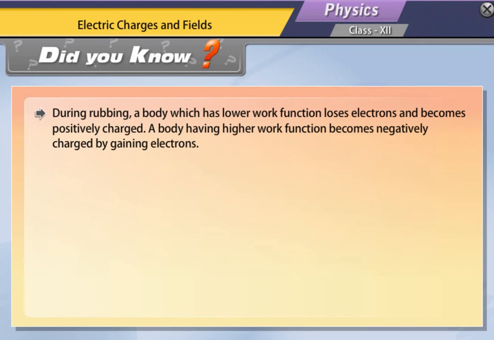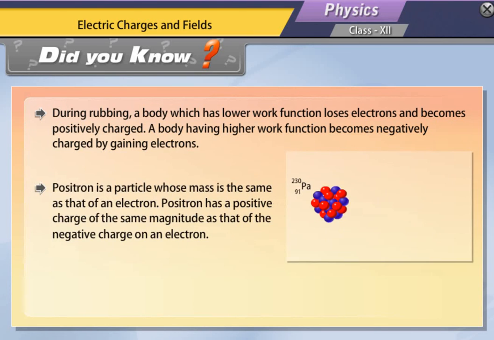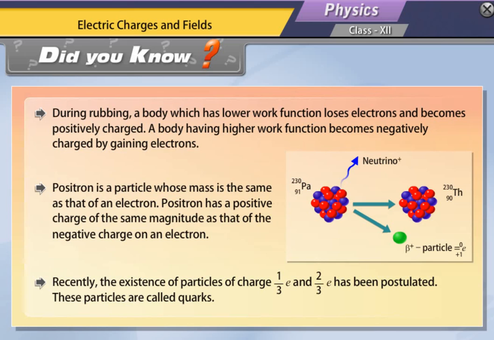Did you know? During rubbing, a body which has a lower work function loses electrons and becomes positively charged. A body having a higher work function becomes negatively charged by gaining electrons. A positron is a particle whose mass is the same as that of an electron. A positron has a positive charge of the same magnitude as the negative charge on an electron. Recently, the existence of particles of charge 1 upon 3 e and 2 upon 3 e has been postulated. These particles are called quarks.